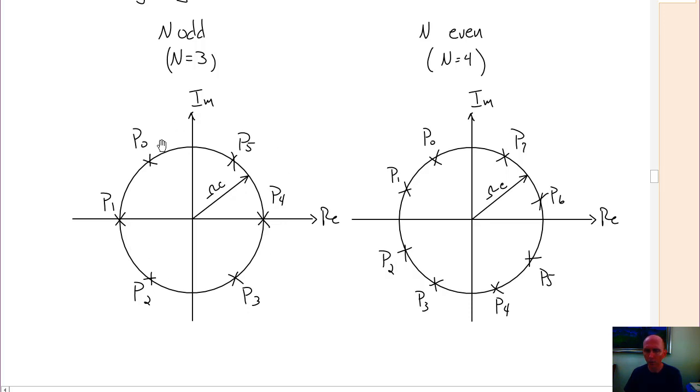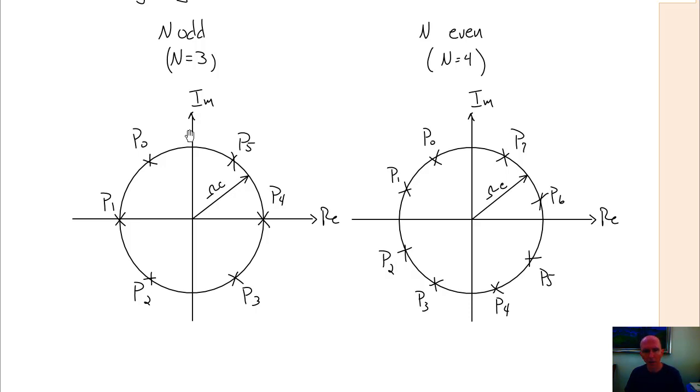Now they're equally spaced around the circle. If the circle has 360 degrees and there are 6 poles, 360 divided by 6 means there's 60 degrees between each of these poles. If n is equal to 4, 360 divided by 8 would be the spacing of the poles. Now, they're going to be symmetric. Half are going to be in the left half plane, half are going to be in the right half plane, and there are no poles on the j omega axis.